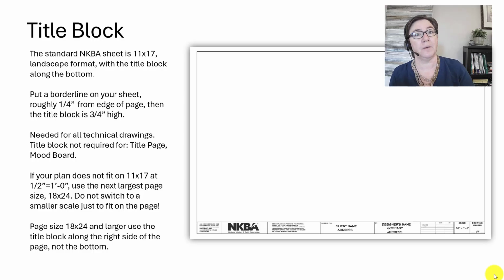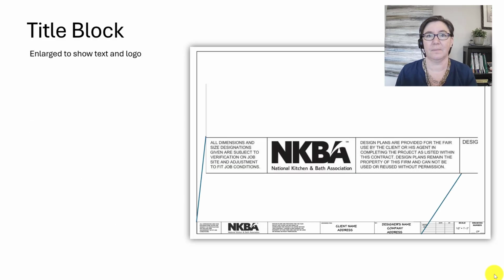If you do use an 18 by 24 or anything larger, the title block typically goes along the right-hand side and not along the bottom. The difference is how these sets are bound. 11 by 17 is typically just stapled in a corner, whereas anything larger is bound along one side, and therefore it's easier to read a title block along the side. I've also included here in your set the enlarged title block piece so that you can have this text.